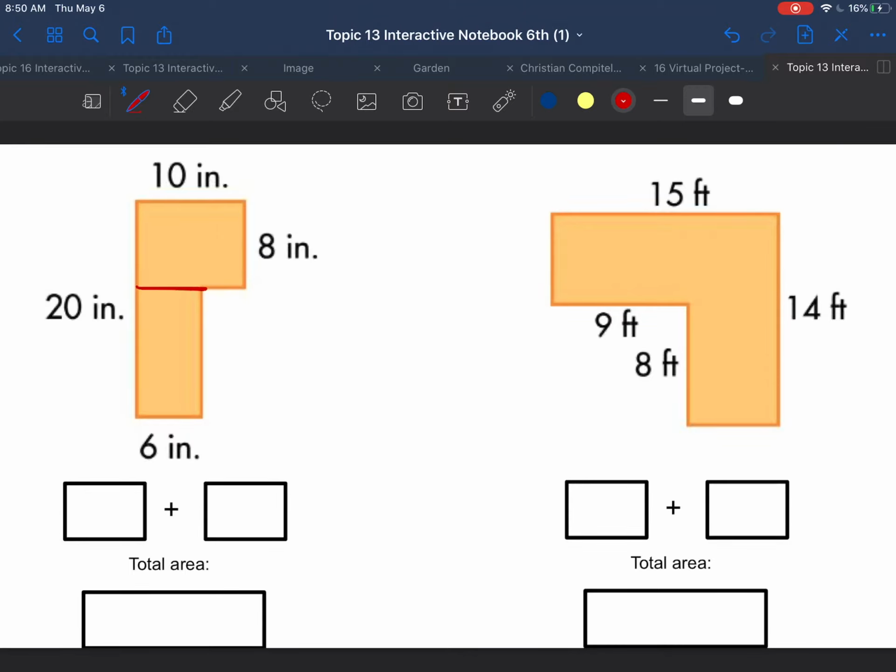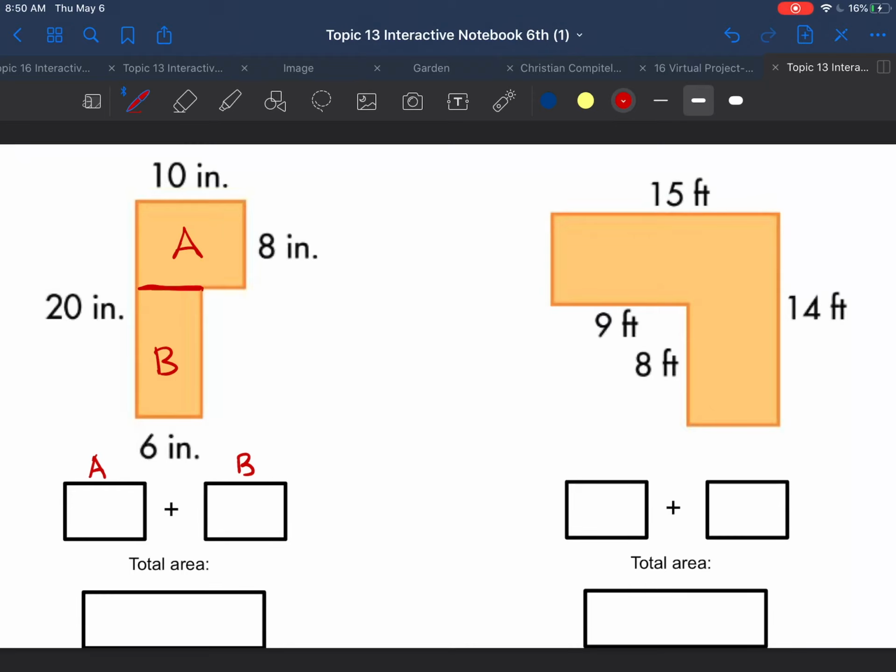You can split it up this way, all right? Or you could split it up this way. And it really doesn't matter which way you do it. I think I'm going to split it up this way. Okay, so again, once you split it up, label them A and B, or 1 and 2, or whatever helps you. So this is going to be A, this is going to be B.